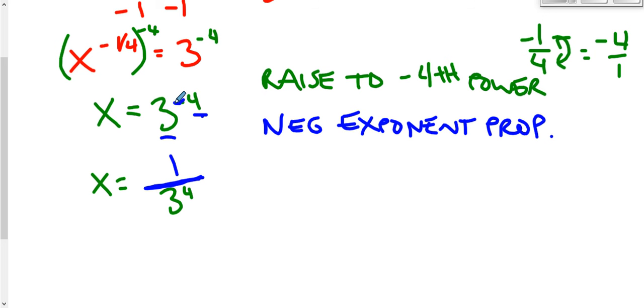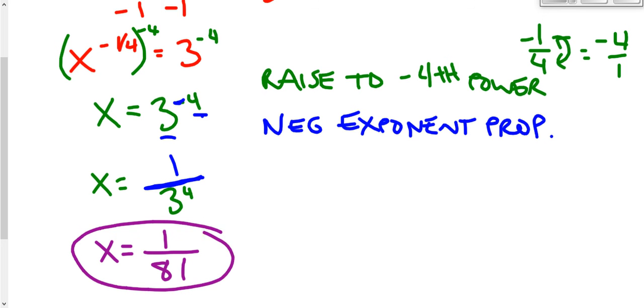Now all we have to do is finish solving by actually raising 3 to the 4th power. 1 over 3 times 3, which is 9, times 3 times 3, which is another 9, which gives us 1 over 81, and that guy's all finished.